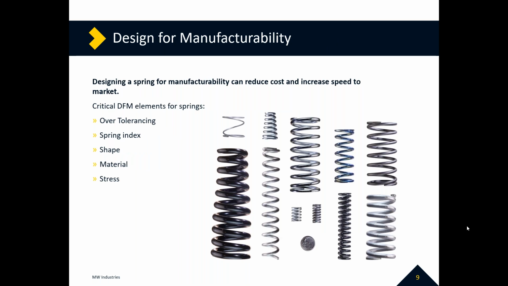Here we're going to talk about design for manufacturability. These are part of the critical design elements for springs, and there are 5 of them. The first one we're going to talk about in the next section is over tolerancing. Briefly, over tolerancing is something we see a lot on newly released drawings, where the spring manufacturer is late to the design process.